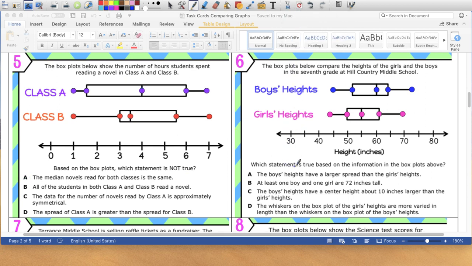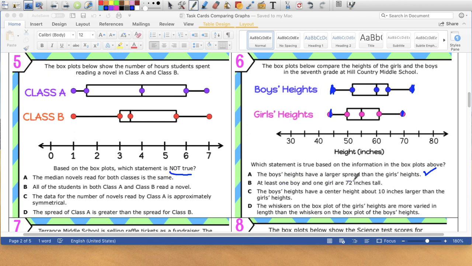6. Which statement is true? So now we're looking for true, right? The other one was not true, which is different. This one we're looking for, which is the true one. The boys' height have a larger spread than the girls' height. Boys' height. So look at this spread over here. The boys' height, the spread. Look at this from here to here. Is that bigger than from here to here? It looks so. So A is true.